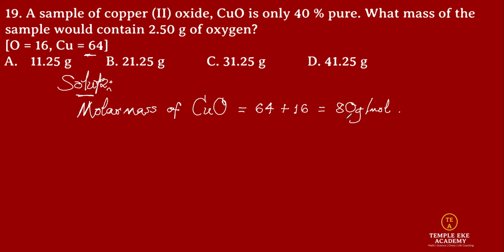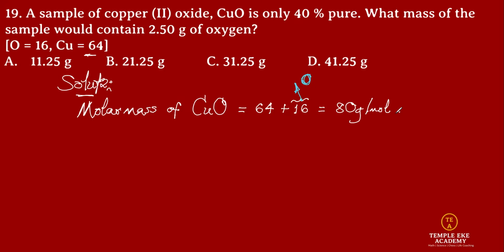Now, this means out of the 80 grams in 1 mole of copper 2 oxide, 16 grams is contributed by oxygen. We have to note this. 16 grams is contributed by oxygen. So let us note this here. This is the mass due to oxygen. And that draws a relationship immediately. 16 grams of oxygen is present in 80 grams of copper 2 oxide. We're going to make use of this in our dimensional analysis.